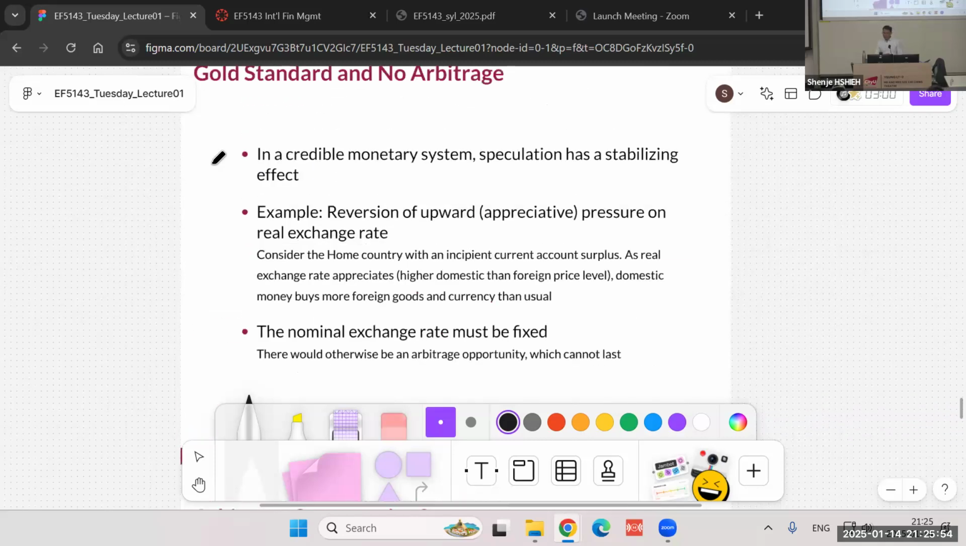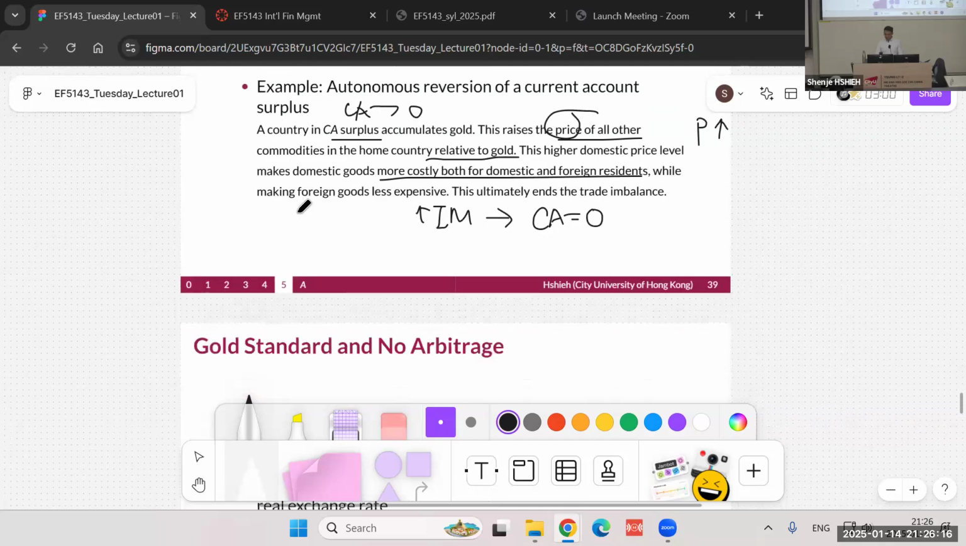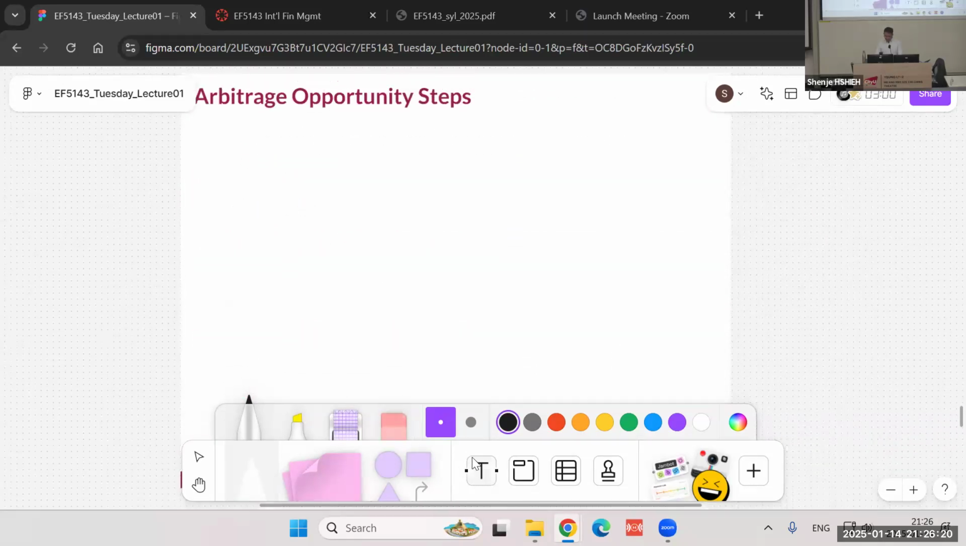All right, so let me demonstrate to you how this is self-sustaining from a financial perspective. So whatever I just gave you, the price specie flow mechanism, that's more of an economic, price explanation, right? People substitute away from expensive goods for cheaper goods, and imports cancel out the exports. There is a financial perspective as well of why this is sustaining. So let me give you the example.